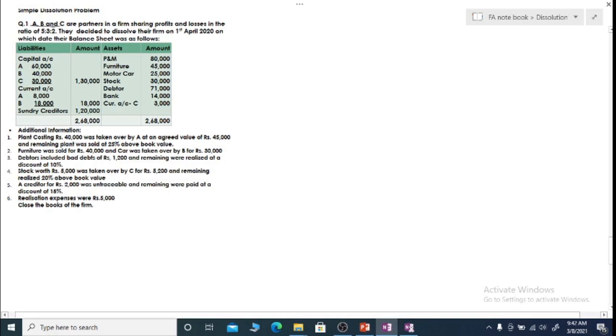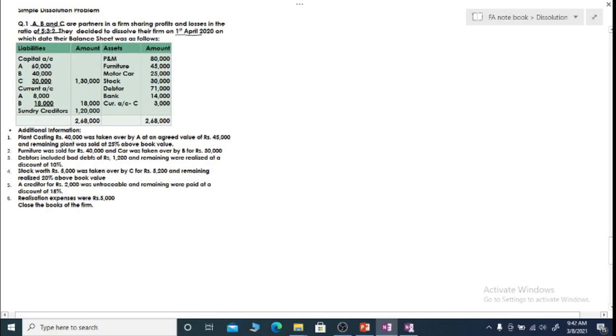A, B and C are partners in a firm sharing profits and losses in this ratio. They decide to dissolve their firm on this date. Their balance sheet is given. Now, when you are reading the balance sheet, you must have a clear idea which account belongs to which place. We have two places: realization and partners account. Partners account here is capital account.